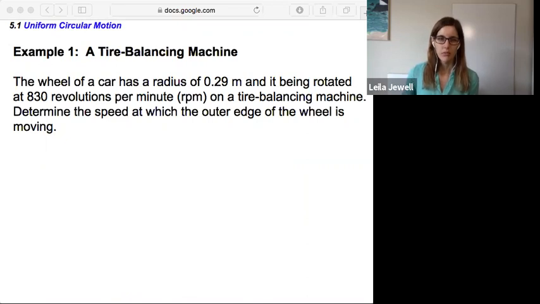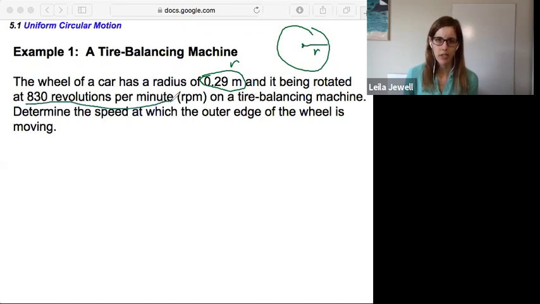Right, so we have this tire balancing machine. So it mentions the wheel of a car, right? And it also gives us that the radius is 0.29 meters. So that's useful. There's this other piece of information that we don't necessarily understand right away. 830 revolutions per minute. What does that mean? Because that's not yet in terms of period, which should be in seconds. Instead, it's RPM, revolutions per minute.